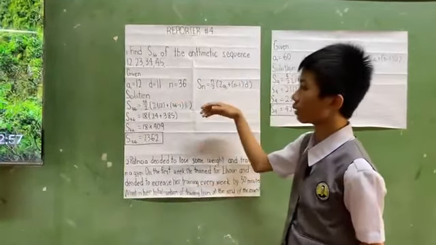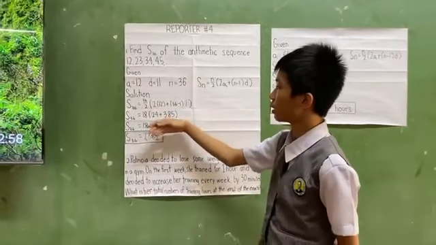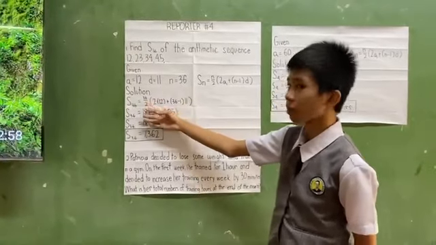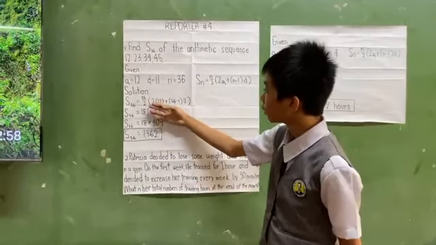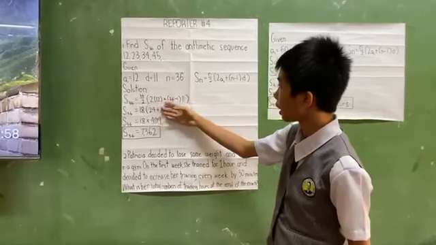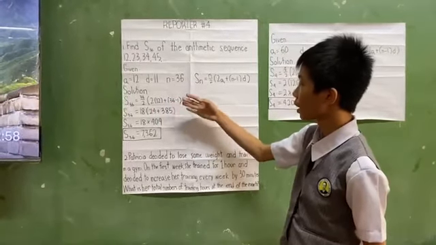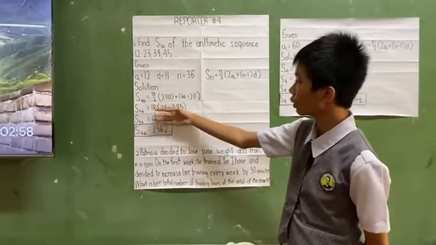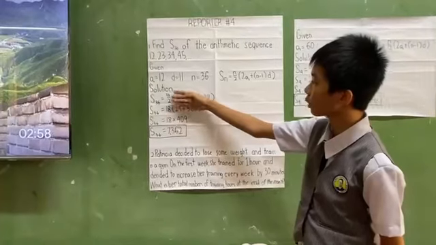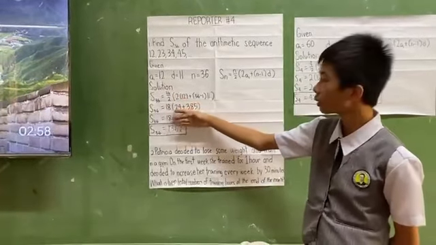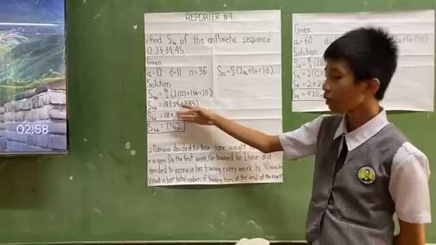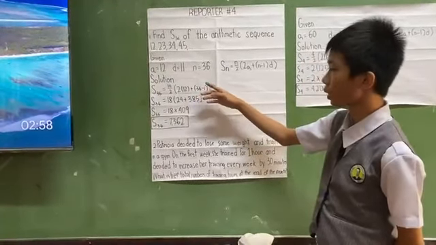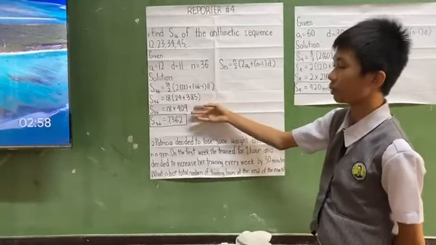Now let's substitute the given. So S sub 36 is equal to 36 divided by 2 times 2 times 12 plus 36 minus 1 times 11. Okay, S36 is equal to 18, plus. 36 divided by 2 is 18. 2 times 12 is 24, plus 36 minus 1 is 35 times 11 is 385.